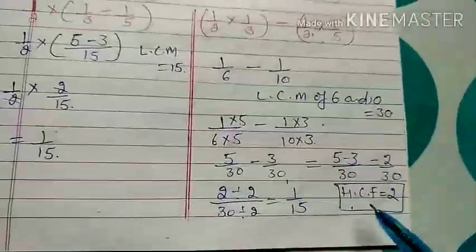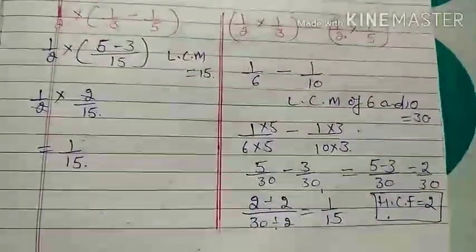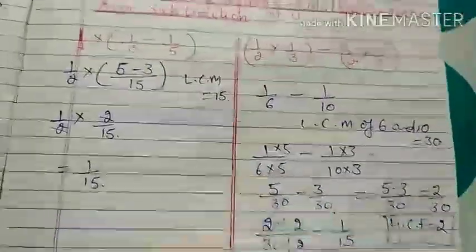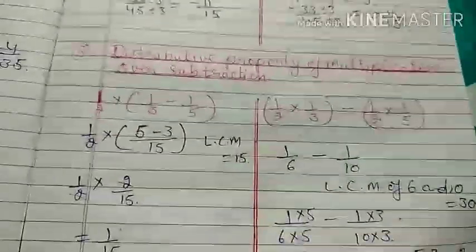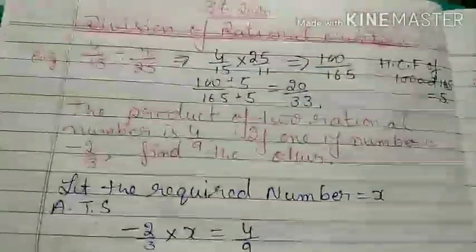Now HCF of 2 by 30 is 2. When you divide numerator and denominator of 2 by 30 by 2, we get the answer 1 by 15, same as the previous one. So this is a proof of the distributive property of multiplication over addition. Next is division of rational numbers.